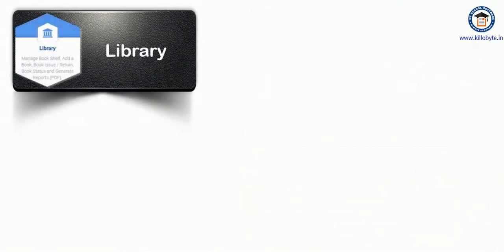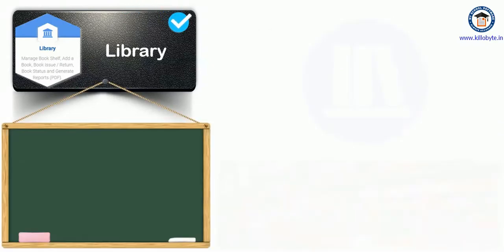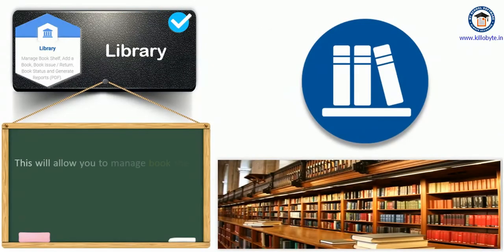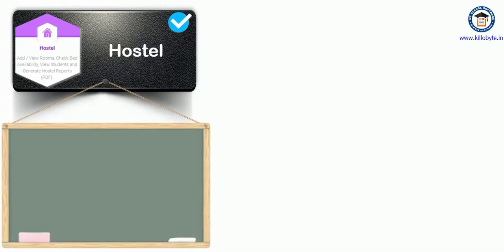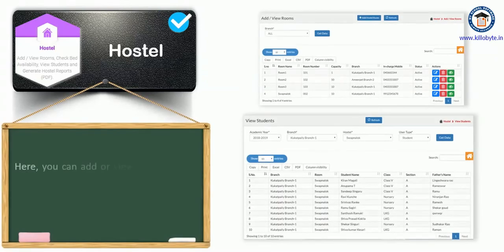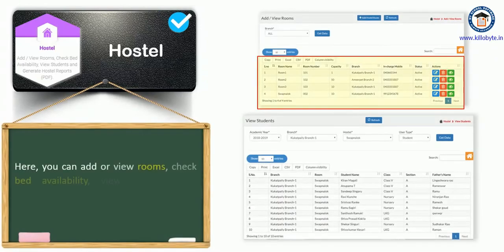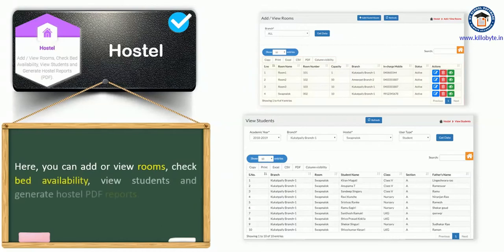Library. This will allow you to manage bookshelf, add a book, book issue or return, book status and generate PDF reports. Hostel. Here, you can add or view rooms, check bed availability, view students, and generate hostel PDF reports.